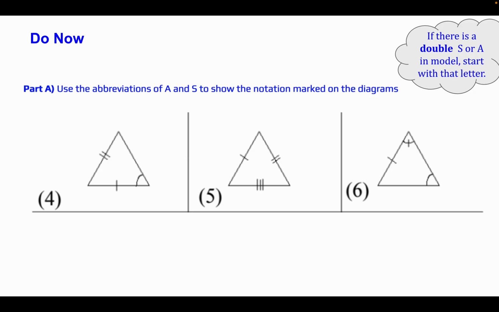You're going to do A and B. All right, so the first one is side, side, angle. Don't forget, you can't skip to the other side or angle if there's nothing there. So we're going to go side, side, angle. Number 5 is side, side, side. And number 6 is angle, angle, side. So here's a little smart tip. If there's a double S like 4 or double angle like 6, start with that letter.